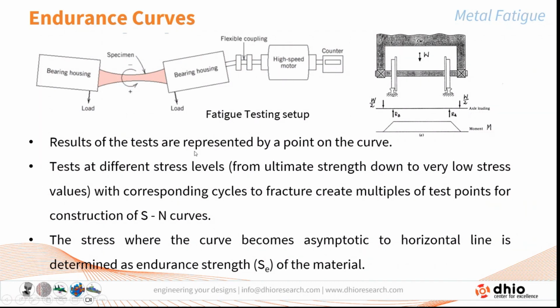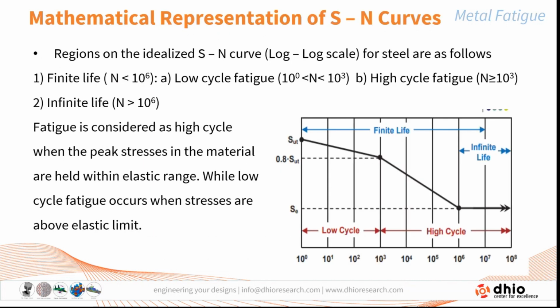Now, the results of the test are represented by a point on this curve. Testing at different stress levels, from ultimate strength down to a very low stress value, with the corresponding cycles to fracture, creates multiple test points for constructing the SN curve. Now, the stress where the curve becomes asymptotic, or a horizontal line, is determined as the endurance strength of the material.